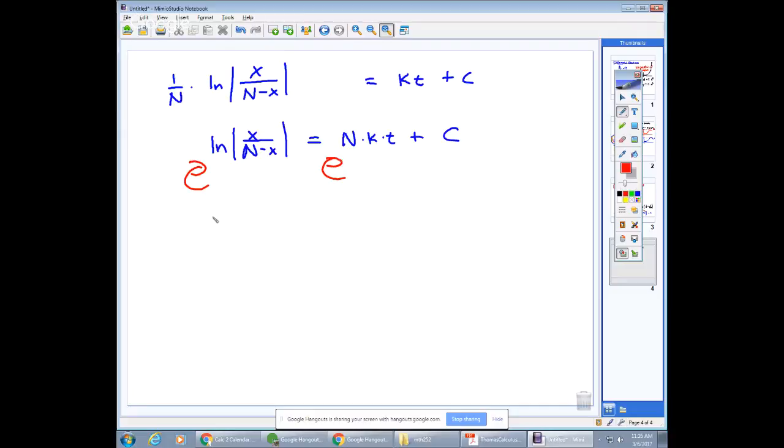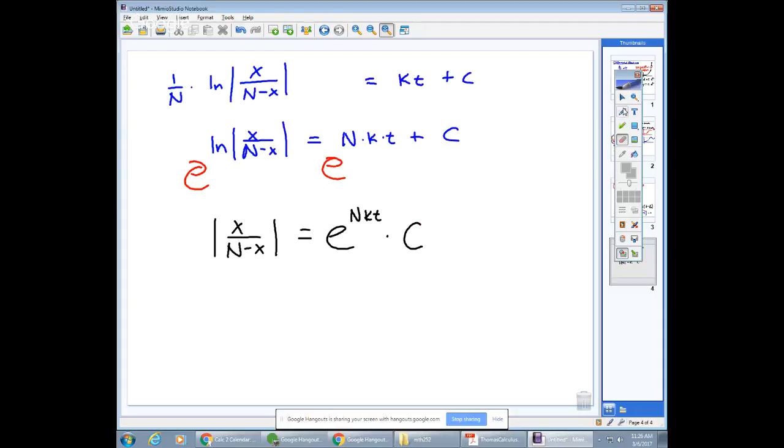So doing that, I get absolute value of x over n minus x equals e to the power, and I'm going to separate on the plus, e to the power nkt times e to the c. And e to the c is just some constant. So we're just going to keep calling it c. Crazy stuff, huh?